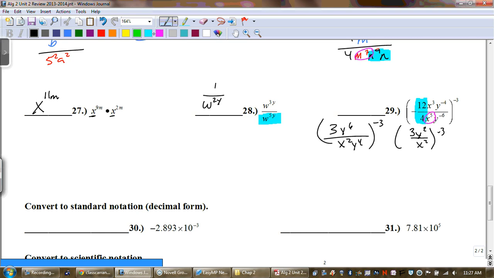And now you have to distribute that -3 to everything, okay? So we have 3 to the -3rd, y to the -6, and x to the -6. All right, so if your exponent's negative, you drop it like it's hot. If it's already on the bottom, bring it to the top. So our final answer is x to the 6th. 3 to the 3rd power is 27. Y to the 6th.